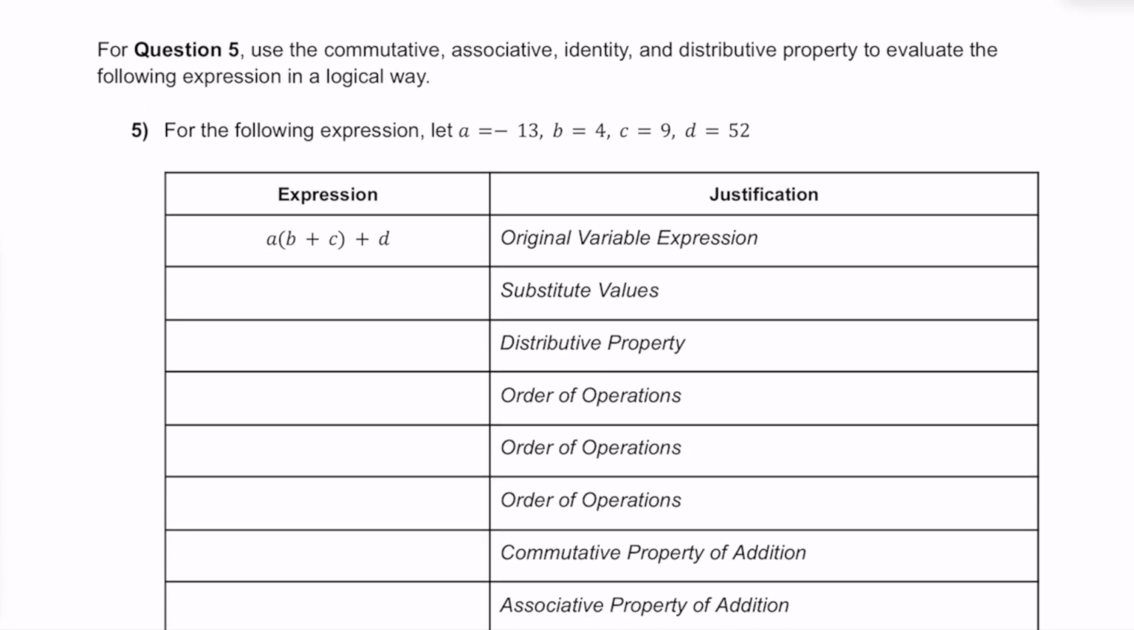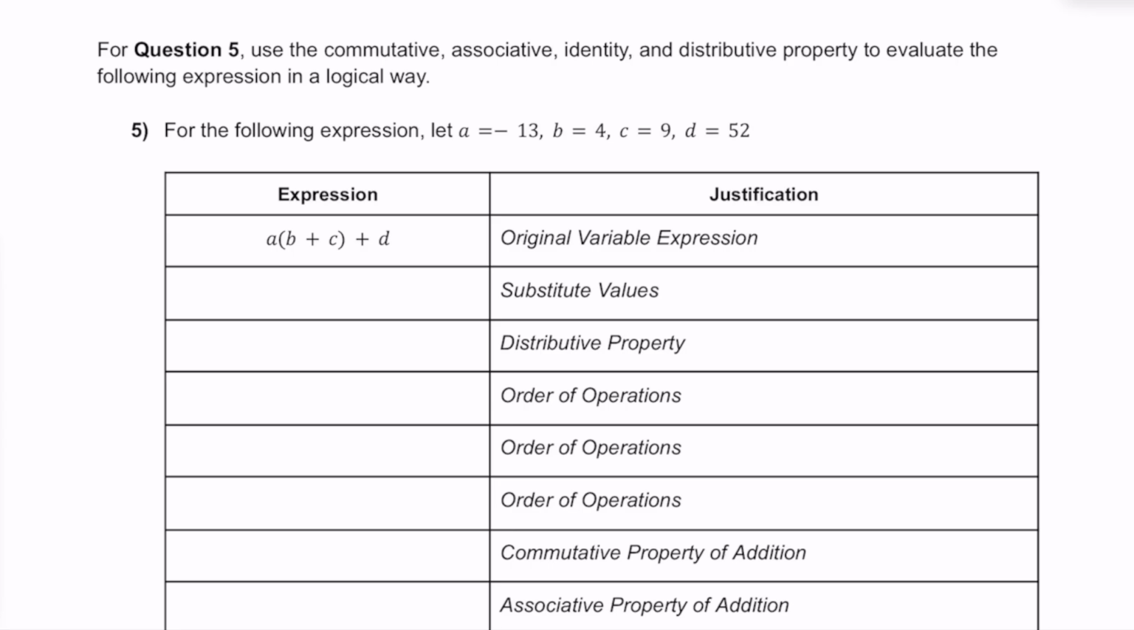In number 5, we're going to go ahead and make sure we can use the commutative, associative, identity, and distributive properties again, but notice how we're given all the justifications, but we're not given any of the expressions here. So let's see if we can follow those justifications and fill in the right steps along the way. All right, first justification is going to be just having the original algebraic expression or variable expression. If we go ahead and substitute the values in, let's go ahead and do that.